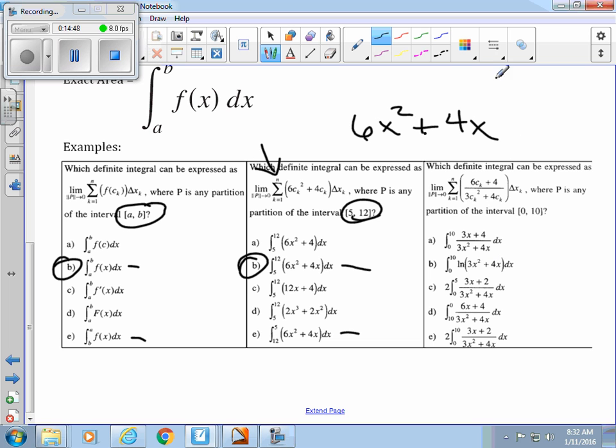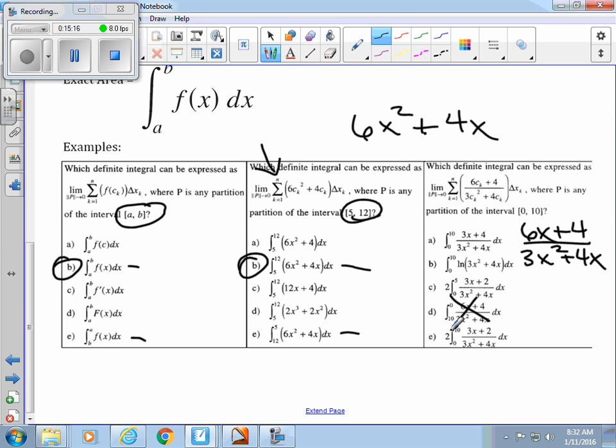So we're looking for the function 6x plus 4 over 3x squared plus 4x. And we are going from 0 to 10, right? And so at first glance, I want to pick this one, but it's from 10 to 0 instead of 0 to 10. So this is a really tricky one, trying to get me.